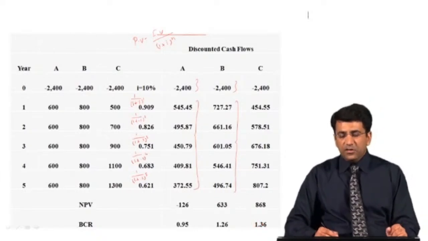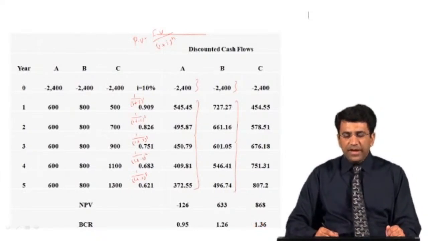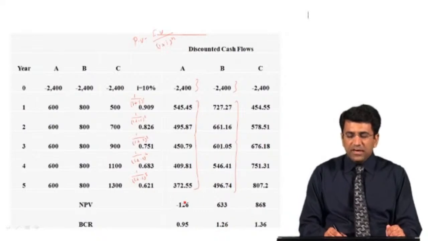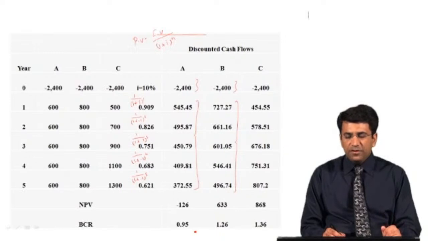Now again, I told you about the interrelationship between NPV and BCR. You can see that if NPV is negative, the value of BCR is less than 1. When NPV is positive, the value of BCR is greater than 1. So that is the interrelationship between NPV and BCR.